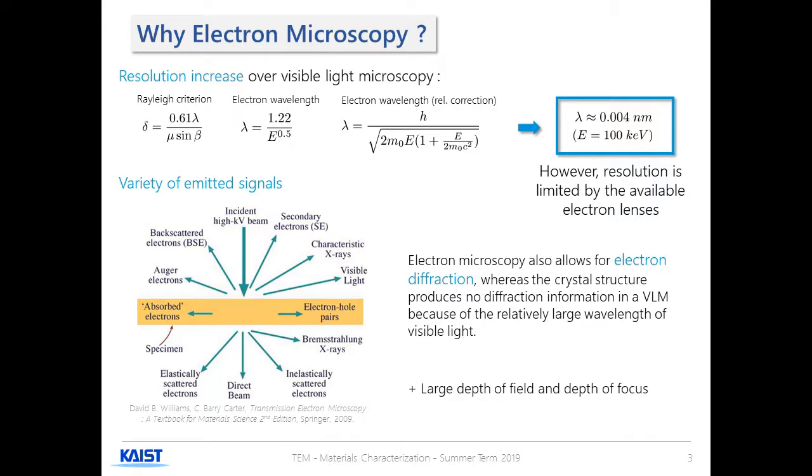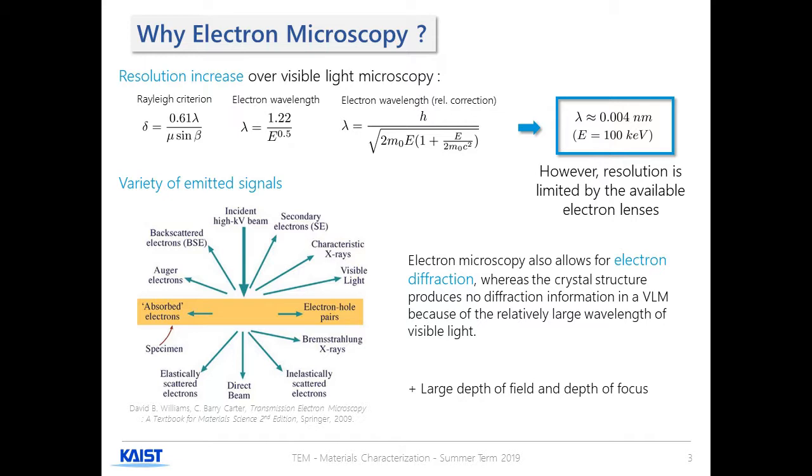Why do we go to such great lengths to perform electron microscopy? The first gain over visible light microscopy is resolution. According to Rayleigh's criterion, the minimum distance we can detect between two elements is a function of the wavelength. Since the electron wavelength is a function of the electron energy, high-energy electrons allow us to reach really small wavelengths, such as 4 picometers for an electron accelerated at 100 keV. However, practical resolution is limited by the available electron lenses.